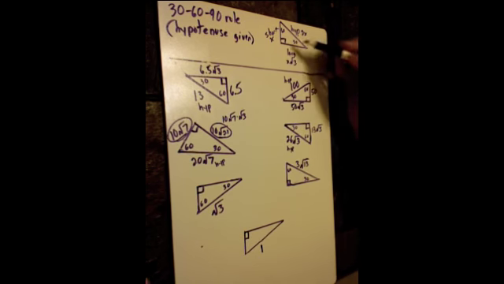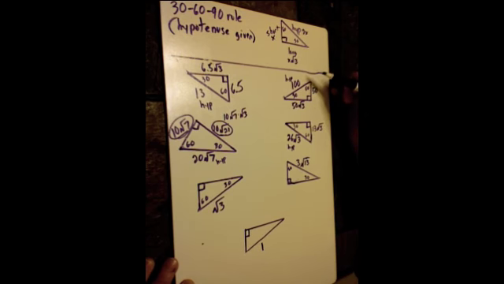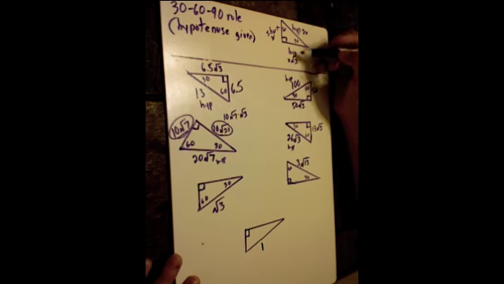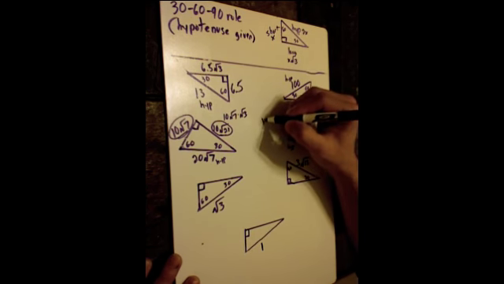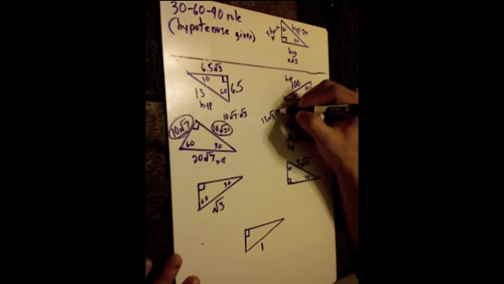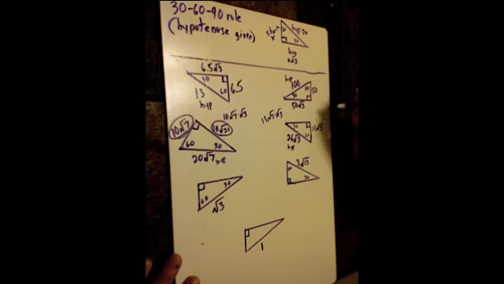Alright, well, let's see. Short leg times the square root of 3 gives me the long leg. I'm sorry, no, that is what I want. 13 square root of 3 times the square root of 3 gives me the long leg. So let's see. 13 square root of 3 times the square root of 3.